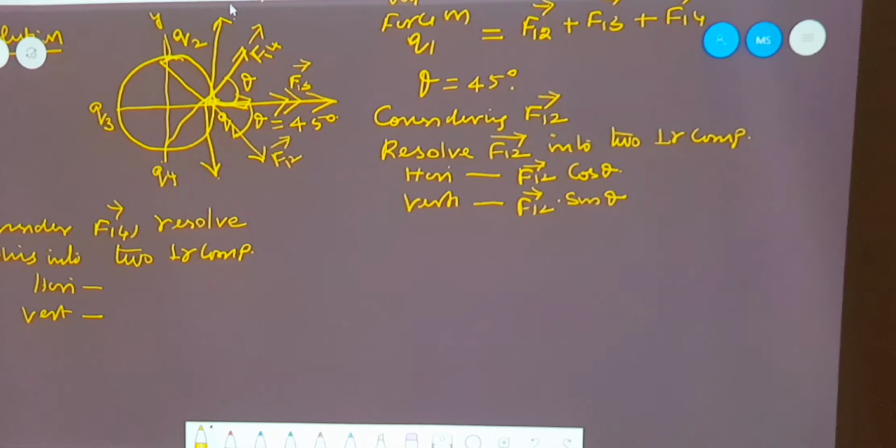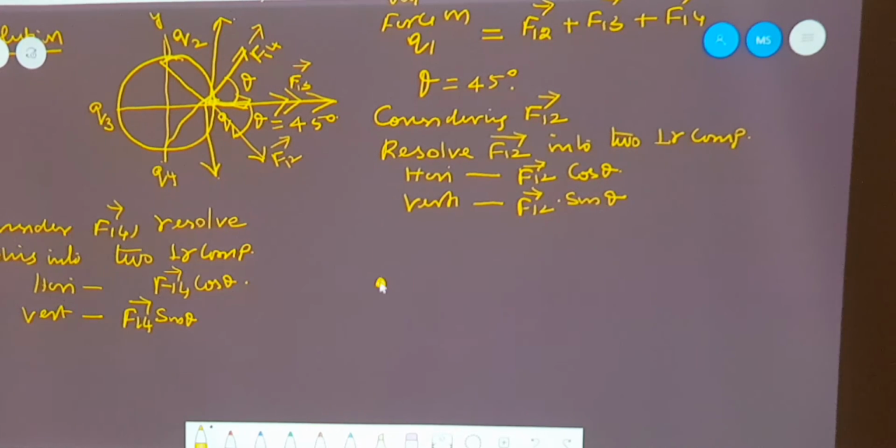See, the horizontal component is adjacent and the vertical component is opposite. So the vertical component is F14 vector sin theta since it is the opposite side, and the horizontal component is F14 vector cos theta. Now see, I am drawing the diagram here again.